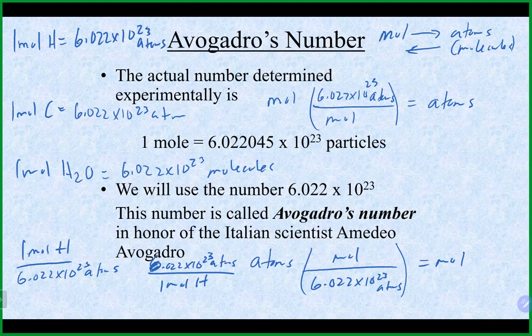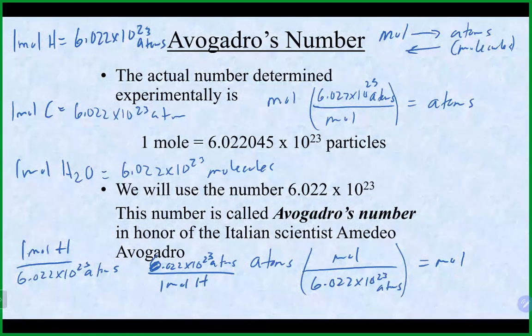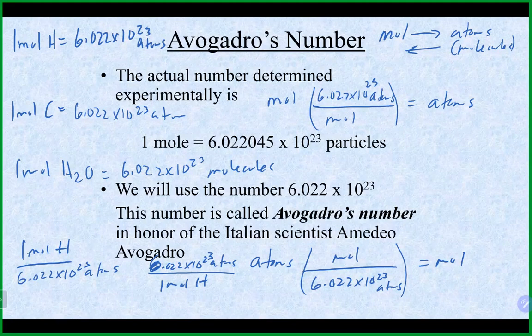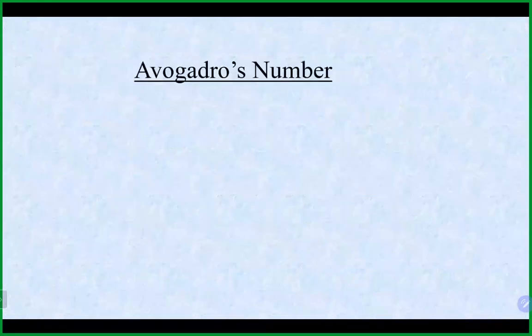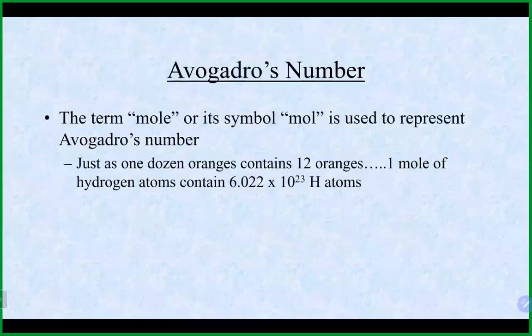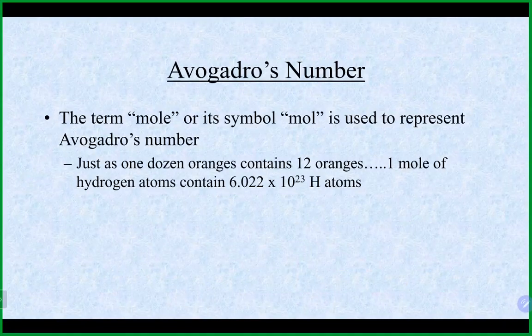So you really should only use Avogadro's number if you are given a number that's in atoms or molecules, or you're really asked to calculate something that needs atoms or molecules. So if there's really no mention of atoms or molecules, you should not use Avogadro's number. Any questions on that there? Now, Avogadro's number, like I said, does represent a certain amount, and we use it as a conversion factor. Again, just like a dozen means you have 12 oranges.